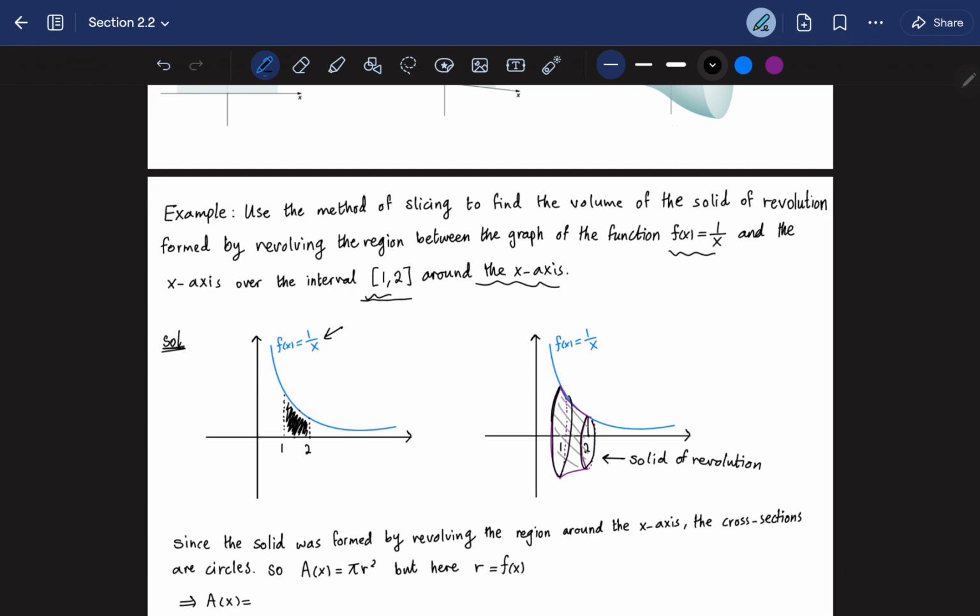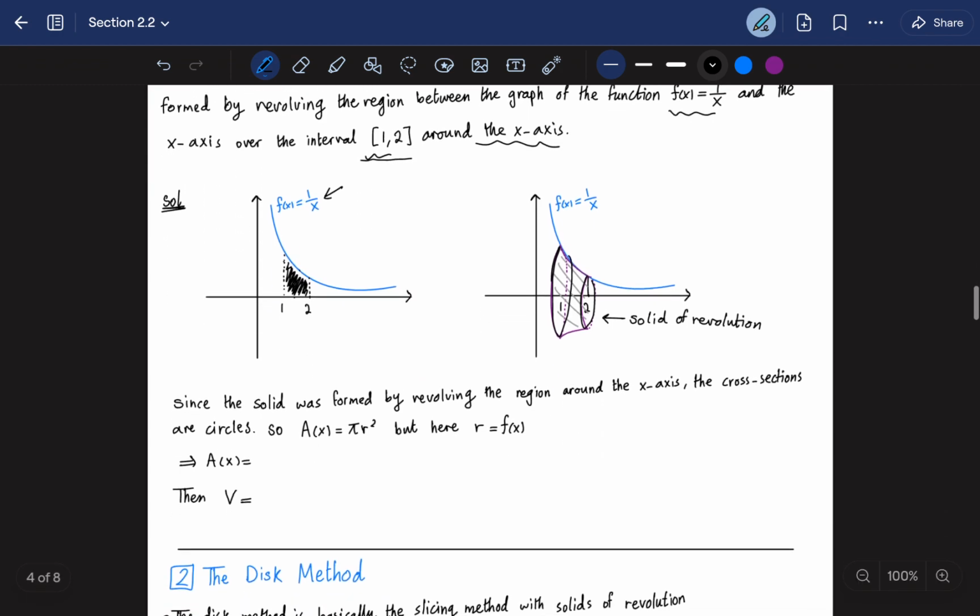Once you've got the solid, you can apply the slicing method directly. You want to identify the cross-section and then just evaluate the definite integral to find the volume. So the cross-section here, as you can notice, is just a circle. And this circle has radius f of x, right? Because this distance from the center of the circle up to the end of the circle is just this point here. But this is my y when we're given a certain x, which is just f of x.